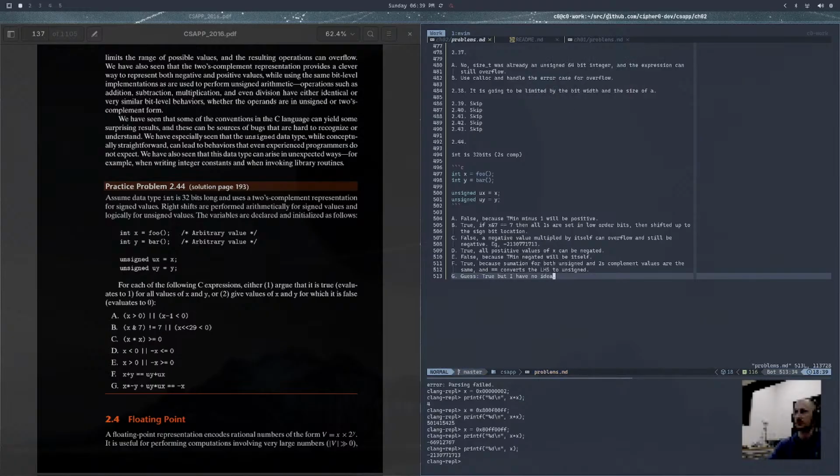Okay, we're done with this part of the chapter. Let's check our answers. 244. These C puzzle problems provide clear demonstration that programmers must understand the properties of computer arithmetic. So the first one is false. Yep. Second one is true.